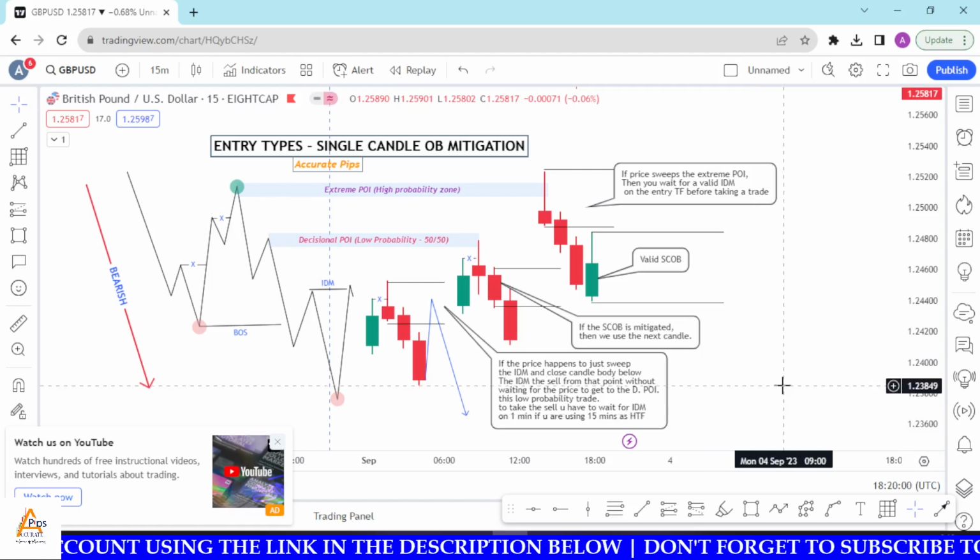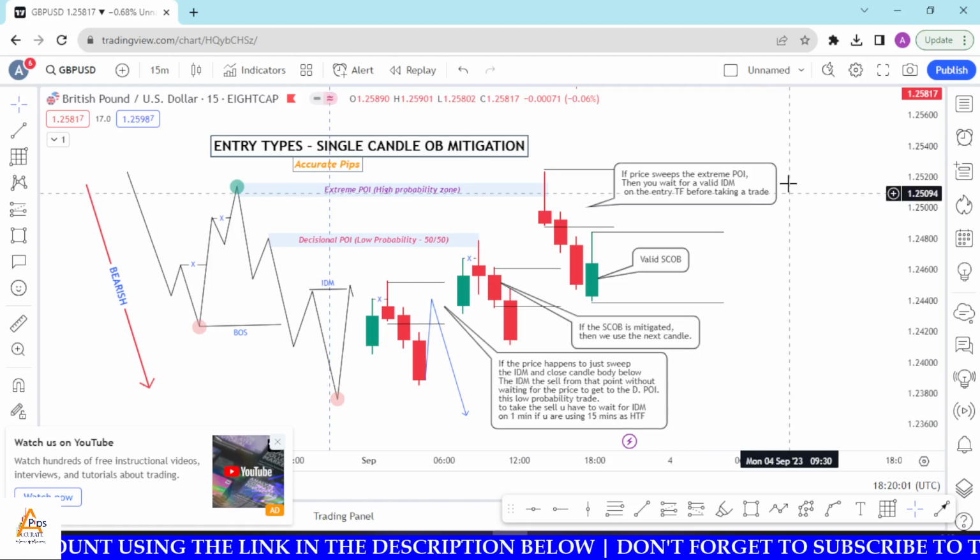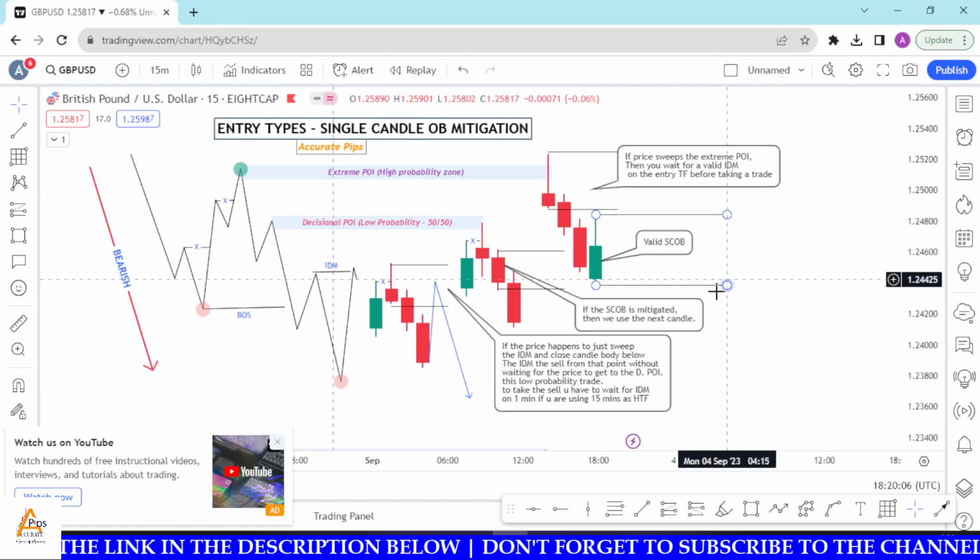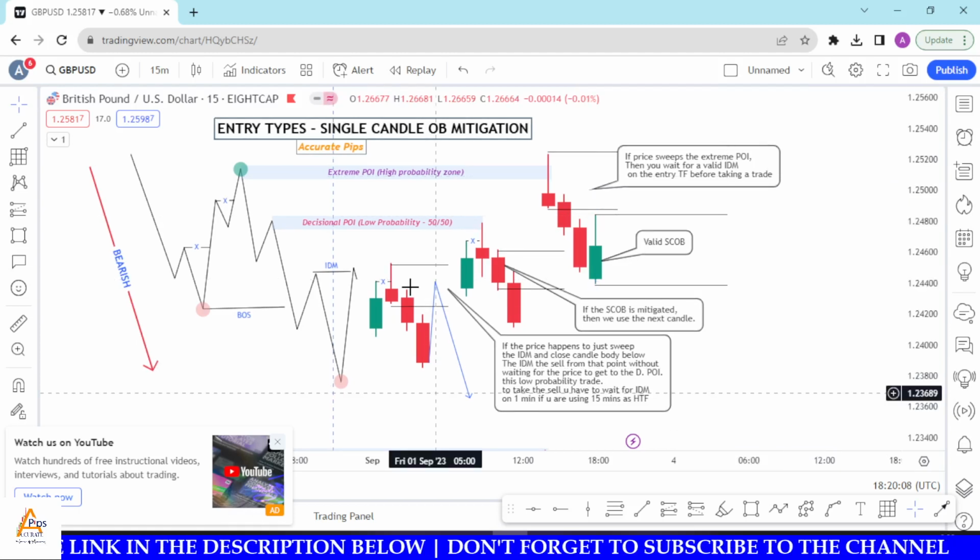Okay. Now, let me explain another thing. Let me scroll up to the second diagram so that I'll explain something there.